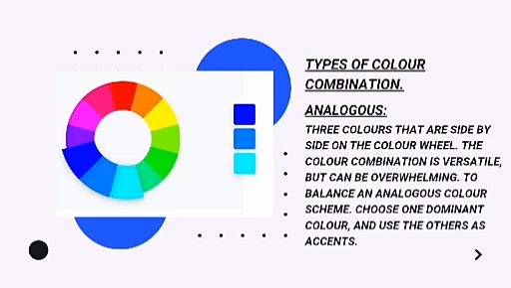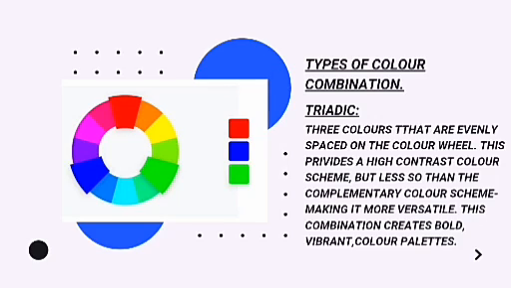So, last but not least, we have triadic: three colors that are evenly spaced on the color wheel. This provides a high contrast color scheme, but less so than the complementary color scheme, making it more versatile. This combination creates bold, vibrant color palettes.